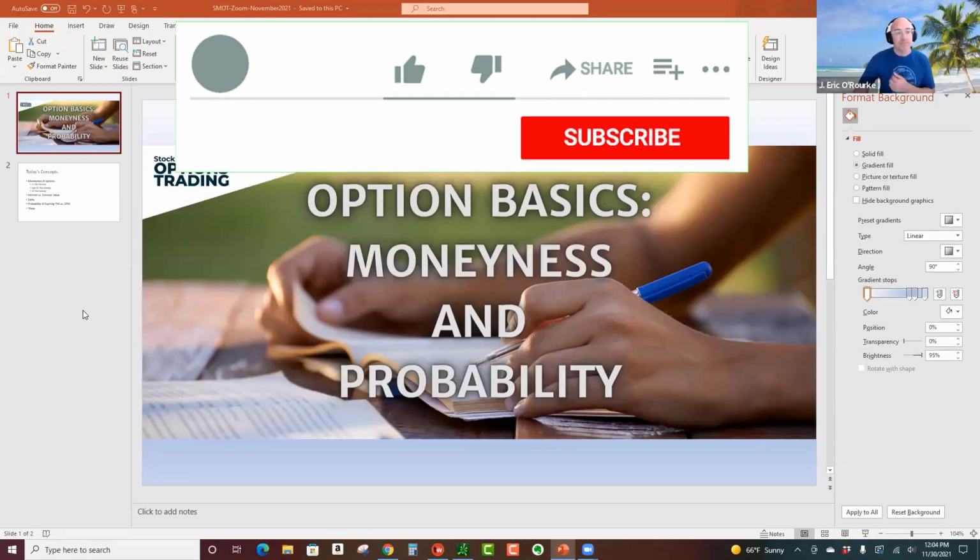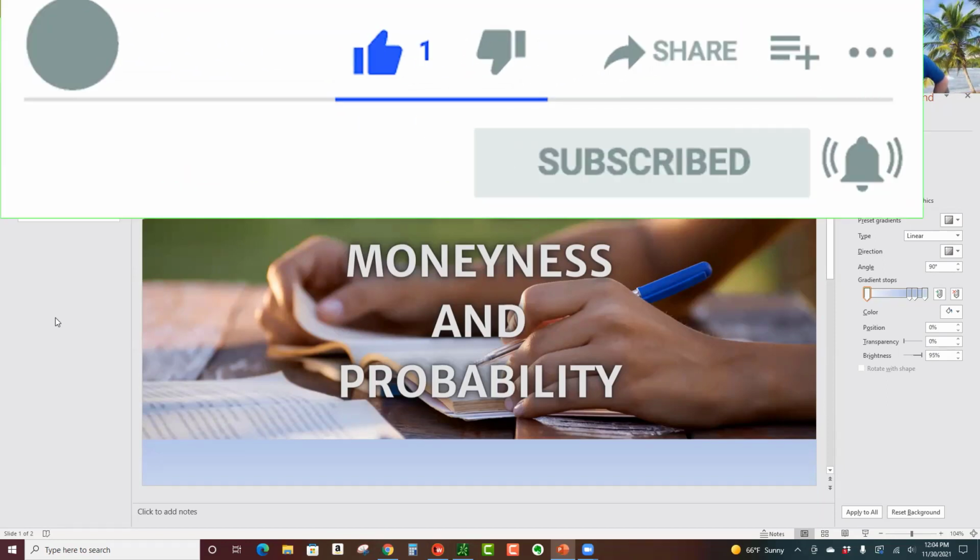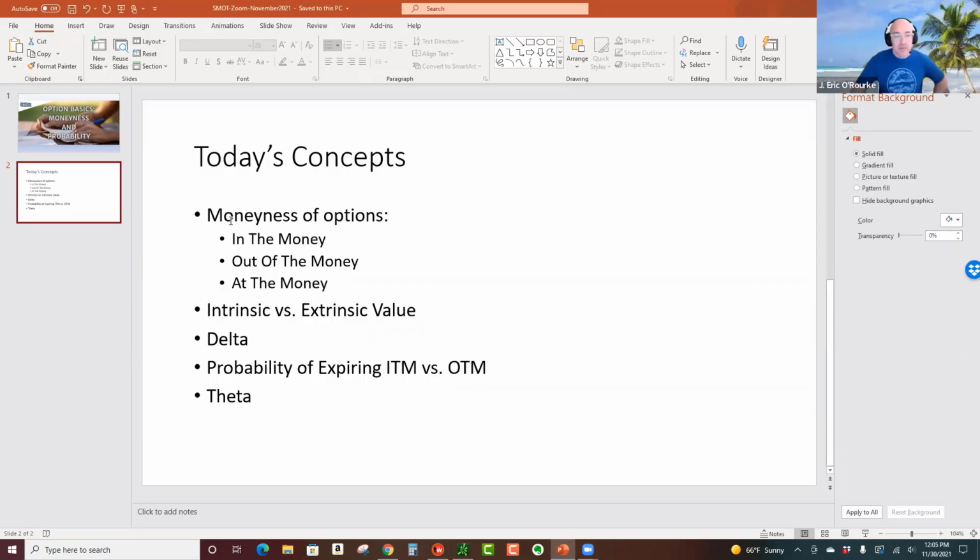So today we're going to talk about just some option basics, moneyness and probability. And we're going to do this by going into the options chain. Some of the things we're going to talk about: moneyness of options. And I know you guys have heard a lot of these phrases before: in the money, out of the money, at the money. We're going to talk about what that means in relation to intrinsic versus extrinsic value. We're going to talk a little bit about delta and the probability of the particular option expiring in the money versus out of the money, ITM versus OTM. And then if we have time, we'll get into a little bit of theta.